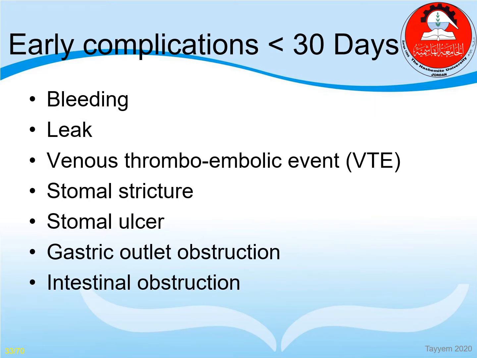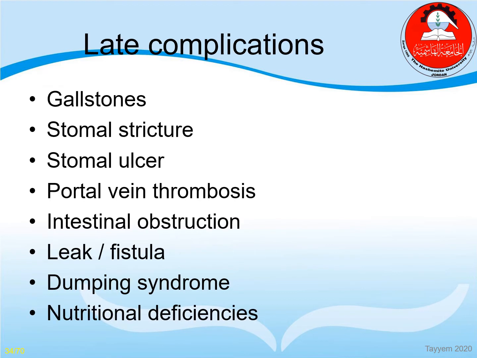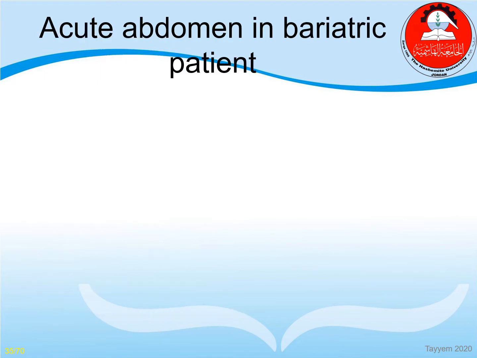Early complications, which happen less than 30 days after surgery, include bleeding, leak, VTE, stomal stricture, stomal ulcer, gastric outlet obstruction, and intestinal obstruction. Late complications include gallstone, stomal stricture, stomal ulcer, portal vein thrombosis, intestinal obstruction, leak/fistula, dumping syndrome, and nutritional deficiencies. Acute abdomen in a bariatric patient.